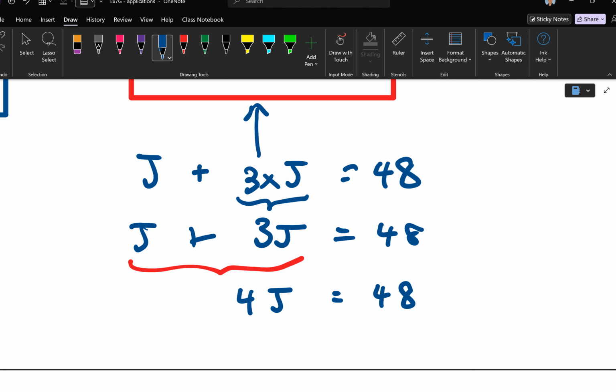And then finally, I want to solve for J. I don't want 4 of these J's. How do you get rid of this times 4? Divide by 4. And this is where you say, whatever you do to one side, you do to the other. And so J must be how old? 12. 48 divided by 4 on the right gives you 12 years old. So this is what I mean.